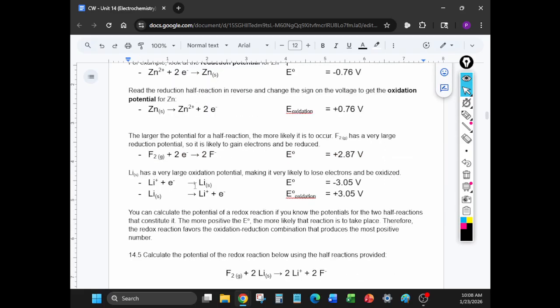Okay, and then we got another example right here. This is lithium's reduction. This is lithium's oxidation. If you look at the oxidation, it's a positive number, and the reduction is a negative number. That means that the oxidation of lithium is more likely to happen than the reduction, because this value is positive, whereas this one is negative. In order for the reduction to happen, you need to put energy into the system to make it happen.